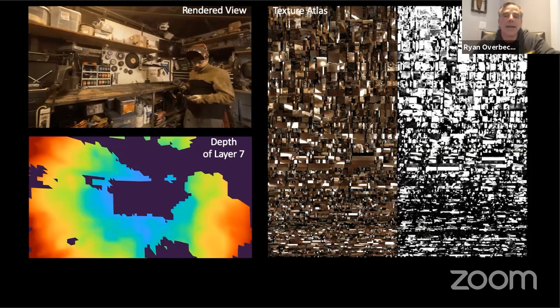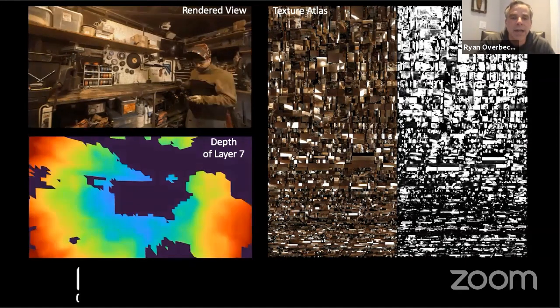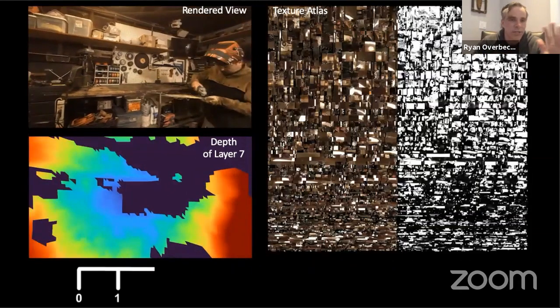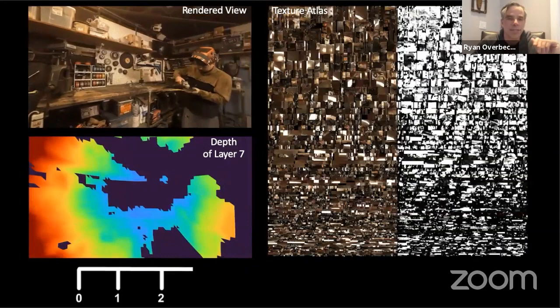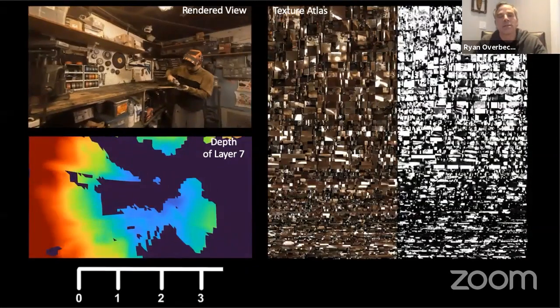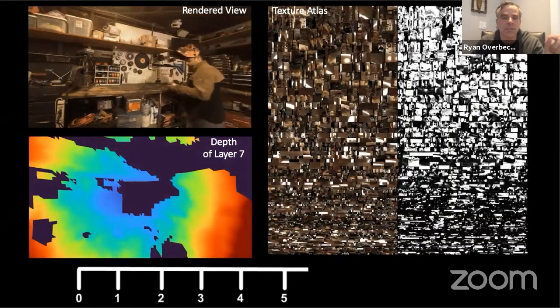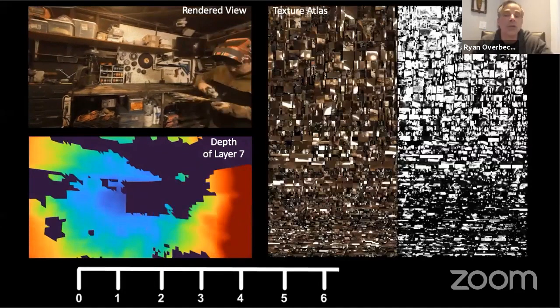And then in the lower left, I have a visualization of the depth of just one layer from the layered mesh. You can see here it's the layer that includes the welder, the man up in the top left. So as I play this video, I apologize if it's chunky over Zoom, but hopefully you get a sense of what's going on here. The timeline at the bottom is showing when we hit a GOP boundary. So each time a number pops up, we hit a new GOP.